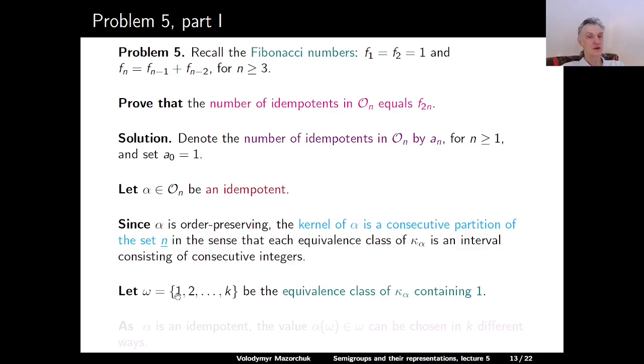Let omega be the equivalence class of the kernel of alpha which contains 1. So it starts with 1 necessarily, and then it goes up to some number k, which can be 1 or can be 2, all the way up to n. As alpha is an idempotent, alpha of omega should belong to omega, and this value can be chosen in k different ways, because omega contains k elements.